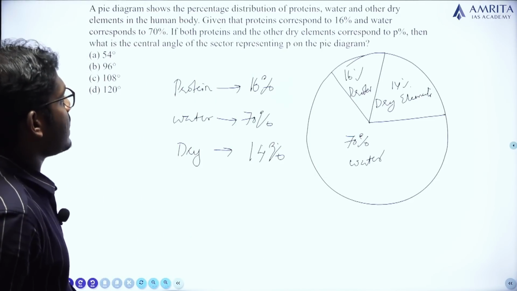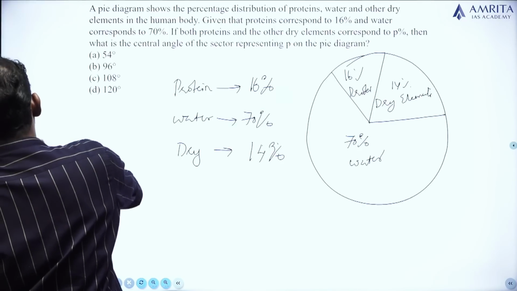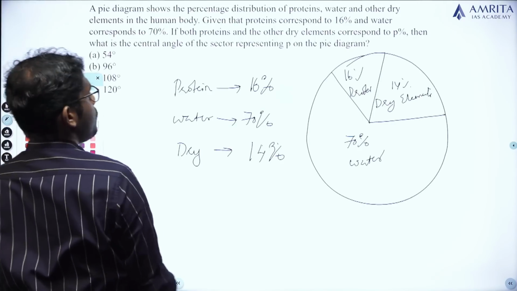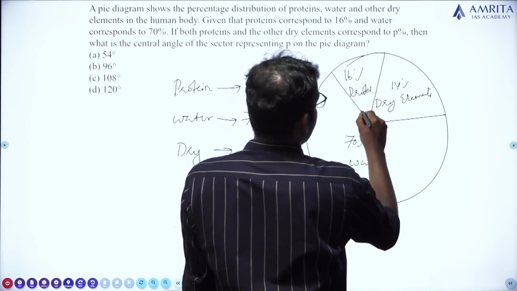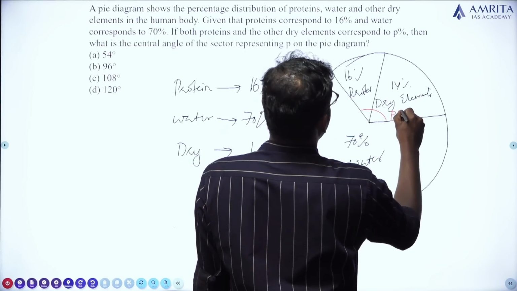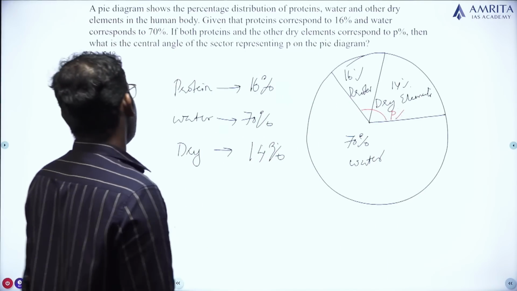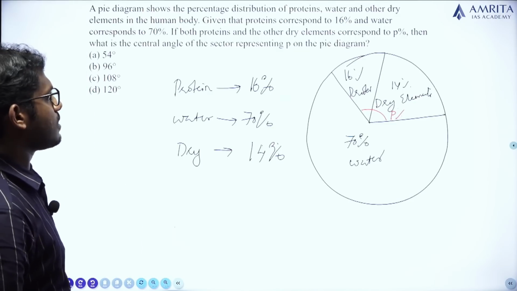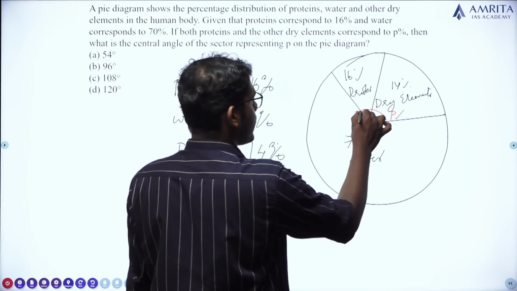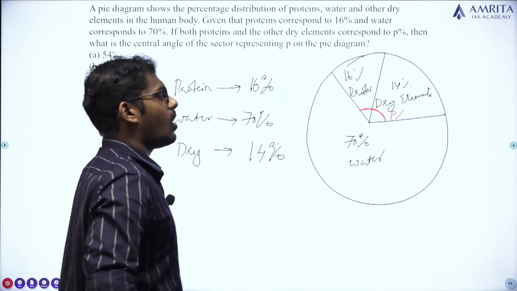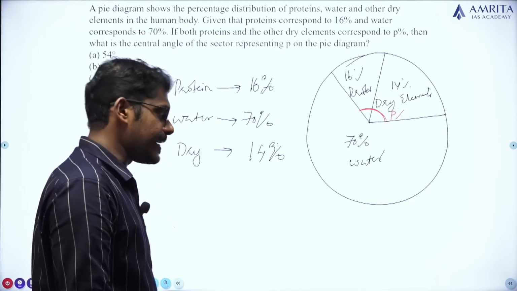Okay. So the question is, if both the proteins and other dry elements correspond to P percentage, then what is the central angle of the sector representing P in the diagram? So we have to find the angle that constitutes P percentage. Clear? Okay.